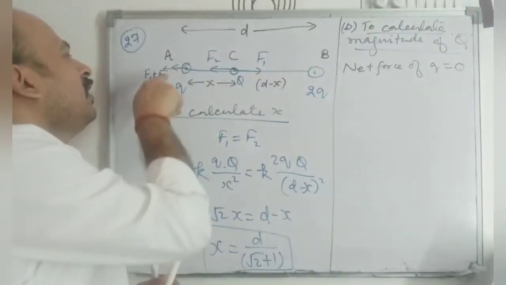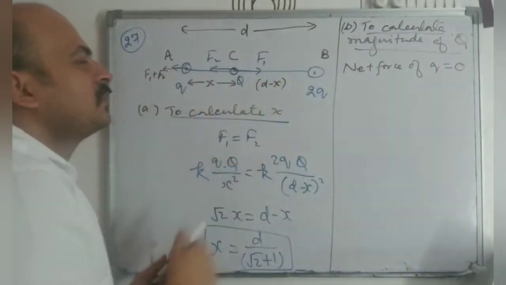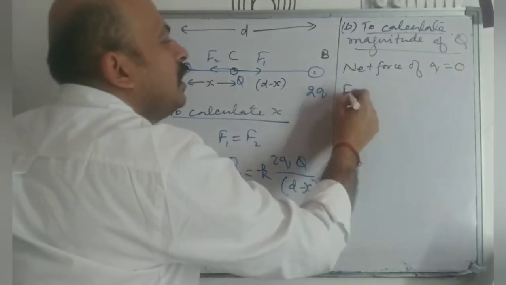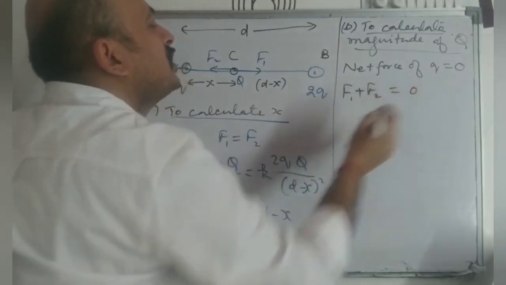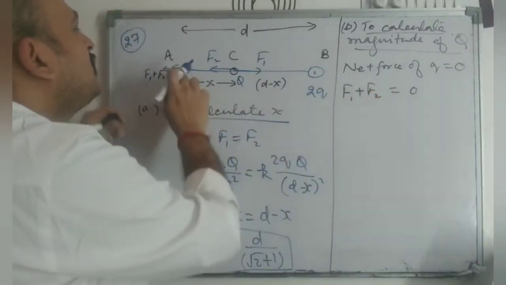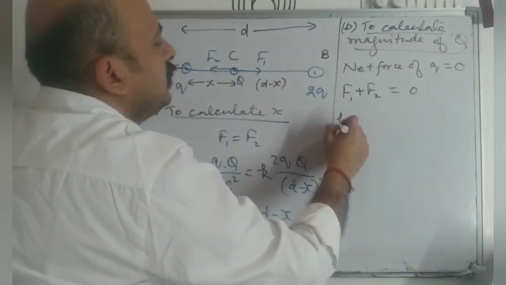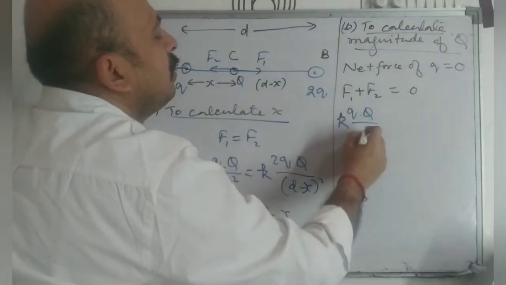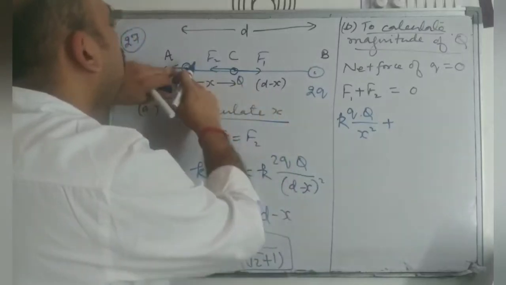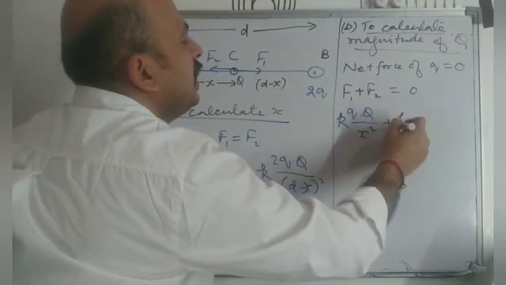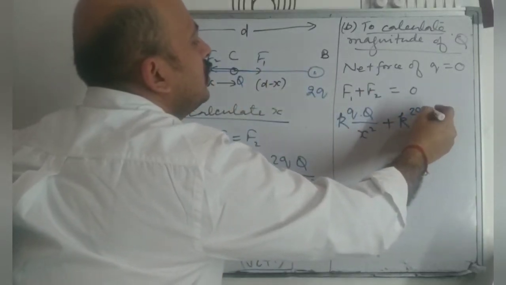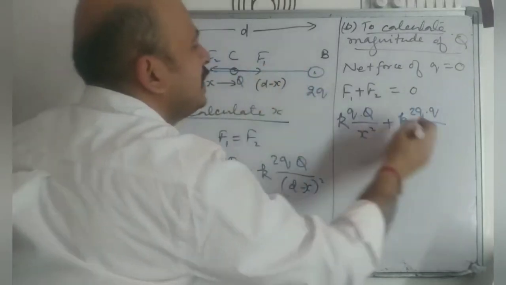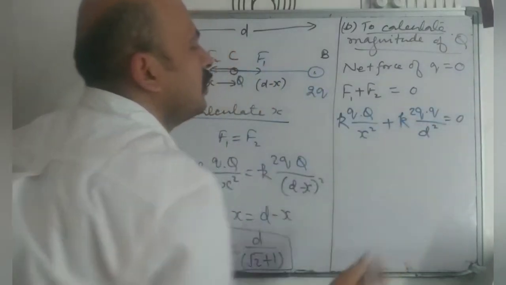So either calculate the force on this charge or this charge. The net force on this will be F1 plus F2, which should be 0. What is F1? F1 is the force between these two charges, so it is K small q capital Q upon x square. What about these two charges? It is K 2q q upon that distance, that is d square, is equal to 0.